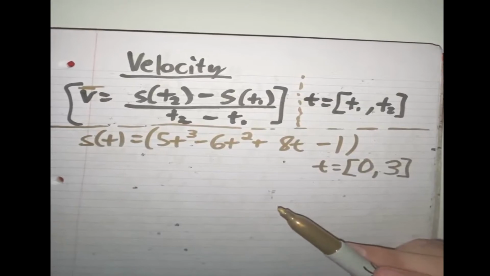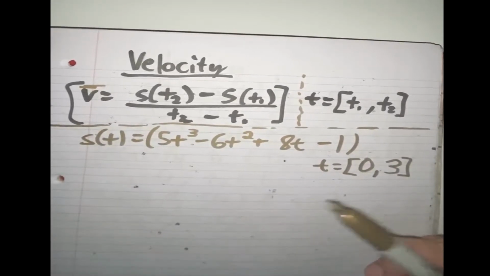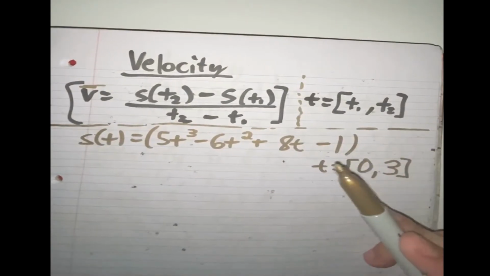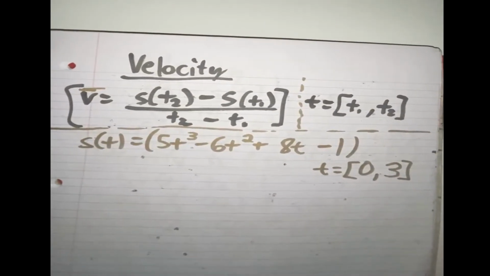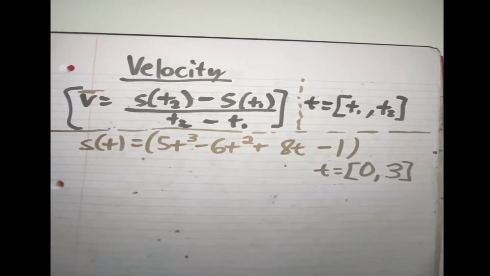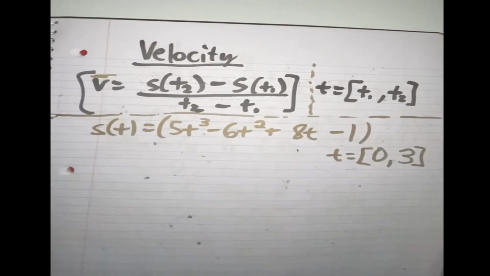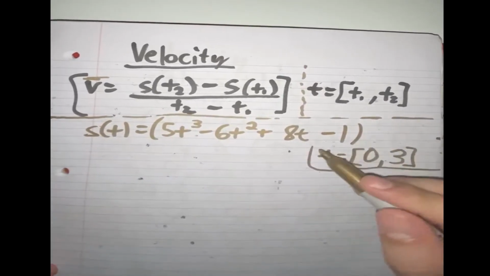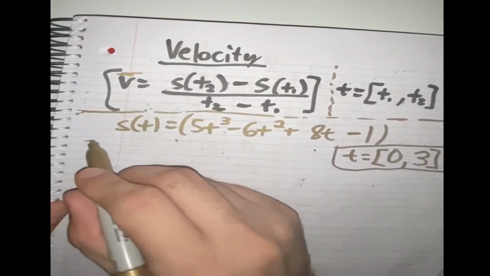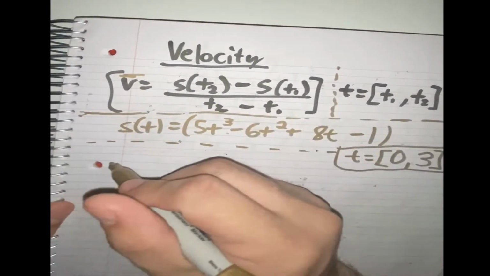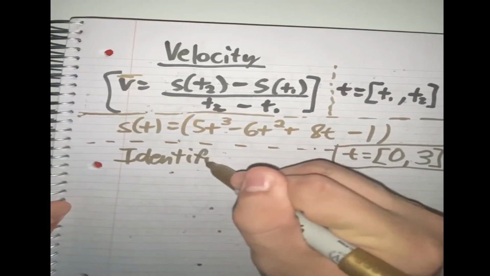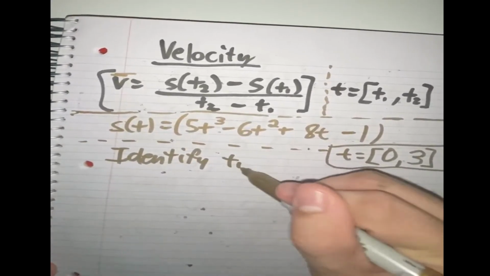So the idea is that we are given an interval from t1 to t2, and we are given a function s of t, and we want to find the average velocity of this function. So how do we do that? Well, it's a real simple step-by-step procedure that we follow. The first thing we do is identify t1 and t2.